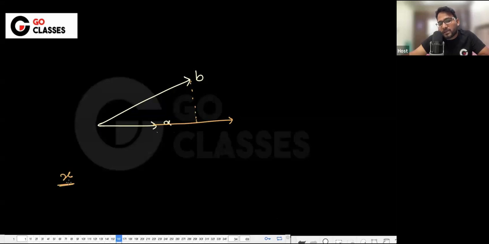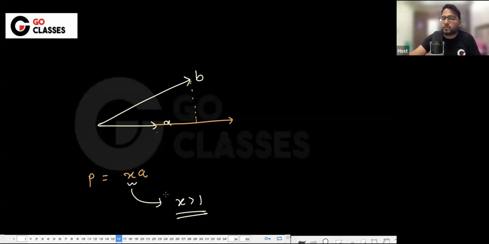The p that you are getting will be x a. So the x that you are getting will be lesser than 1 or greater than 1? Tell me in this case. Here x will be greater than 1. Mathematics automatically takes care of this. You don't need to worry about the geometry. While we are projecting, there is no notion of length comparison between a and b. That won't be an issue.